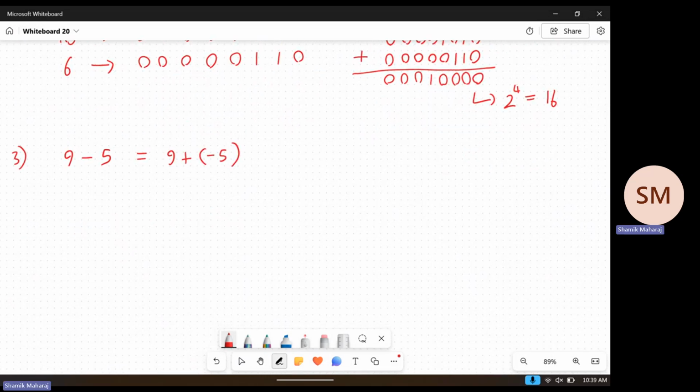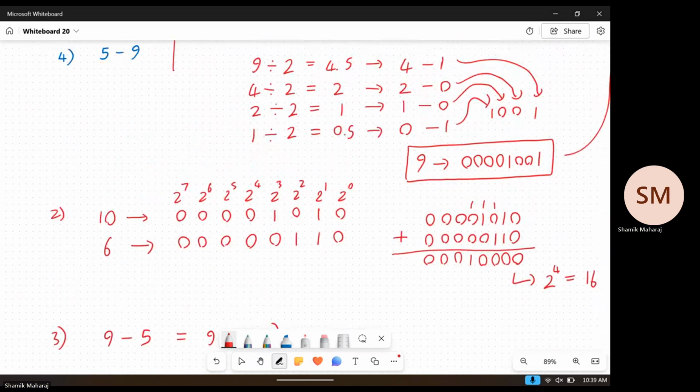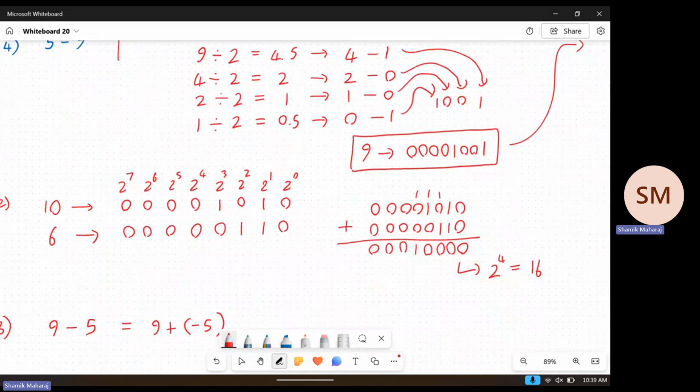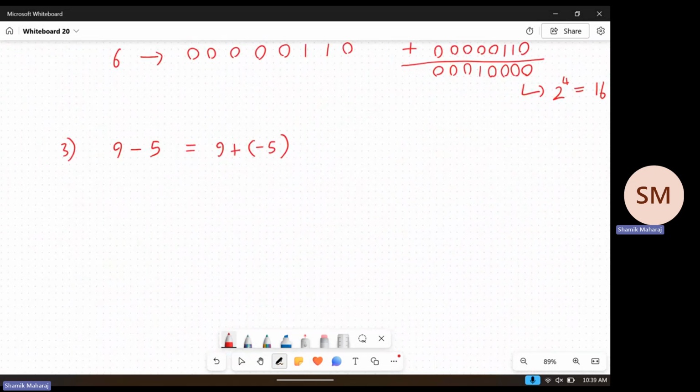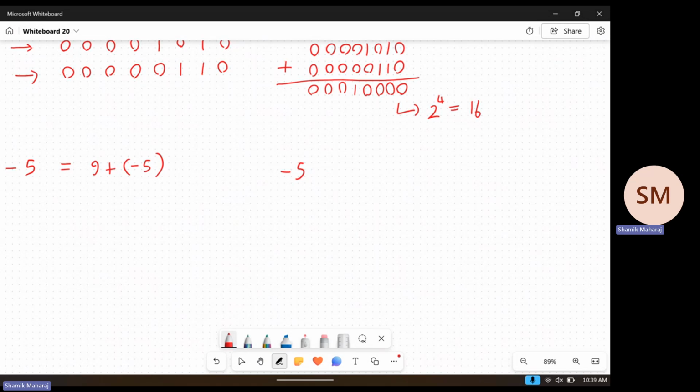Okay, so what we need to do is find out what minus 5 looks like in binary using 2's complement. 9 is fine, we can do that easily. In fact, I think we have at some point, didn't we? In the first one. Okay, so we did that already. So the 9 is fine. Let's do the minus 5. So I'll write here on the side, minus 5. And there were 3 steps to doing this.